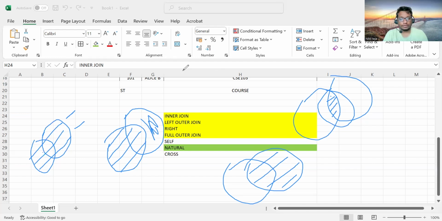And remember one thing: if you are focusing on joins, there should be at least one column matching between two tables. Like, at least there should be one common column between two tables. So this is all about the introduction to joins, guys. From the next lecture, next video, we will be implementing joins practically on MySQL Workbench. So yeah, thank you, guys.